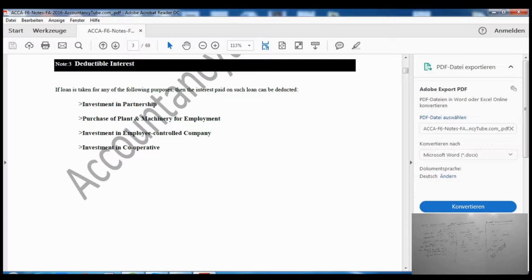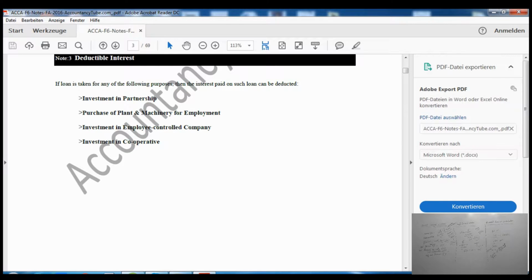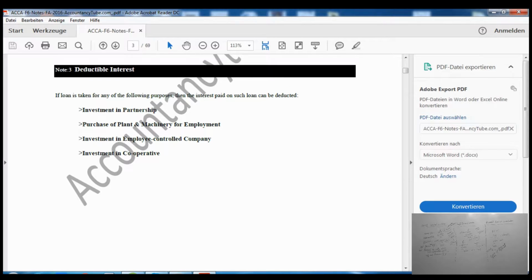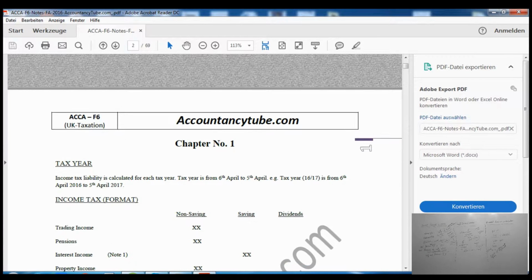If I take the loan and invest in a partnership, interest paid on that loan will be deductible. Likewise, if I buy plant and machinery for employment, or invest in an employee-controlled company, or invest in cooperatives. So if I use the loan for one of these reasons, then interest paid on that will be deductible interest. All right. Now it says note 3.